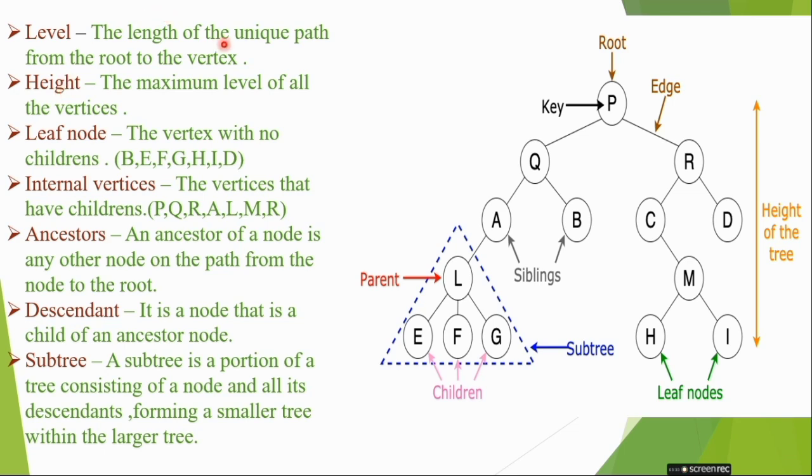Now level. The length of the unique path from the root to the vertex. Means level is nothing but, now see here, for example, P is at which level? It is at level 0. Q and R, this is level 1. Now A, B, C, D, this level is level 2. Means like that level goes on increasing from top to bottom. So here the level is 0, here it will become 1, 2, here 3, here 4. Nothing else. Height. The maximum level of all the vertices.